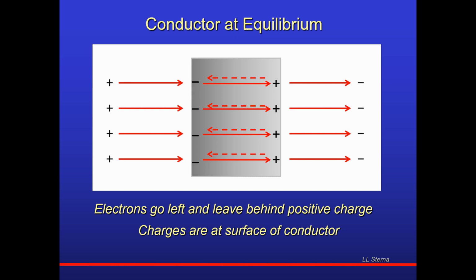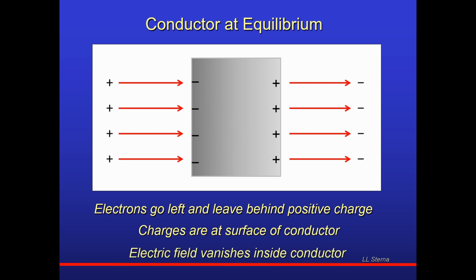Electrons will continue to move from the right side of the conductor to the left until the two electric fields cancel one another. There's so much charge from the electrons on the left, the positive ions on the right, that the electric field from those charges cancels the electric field we have applied from the outside. Electric field vanishes inside the conductor.